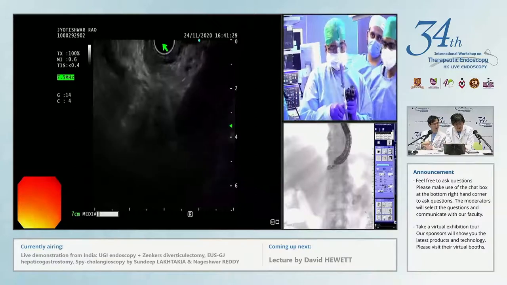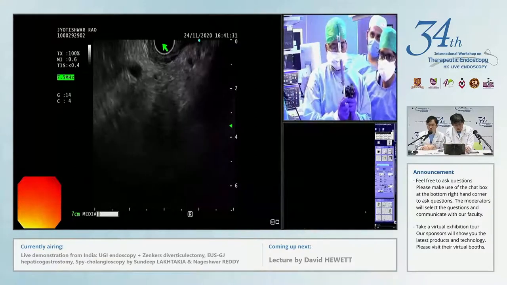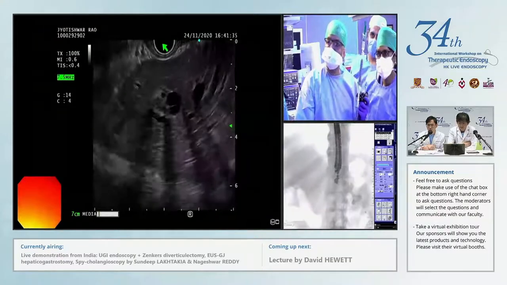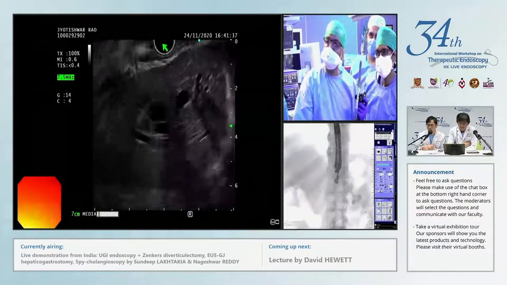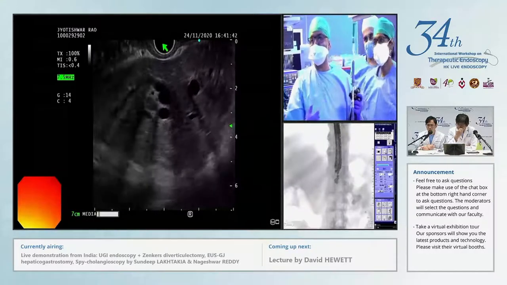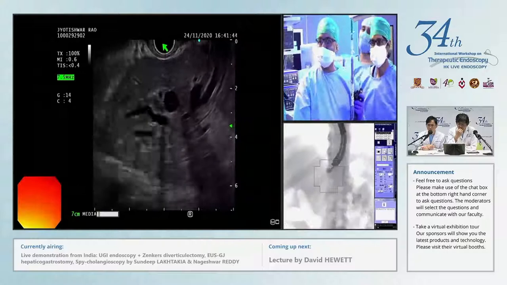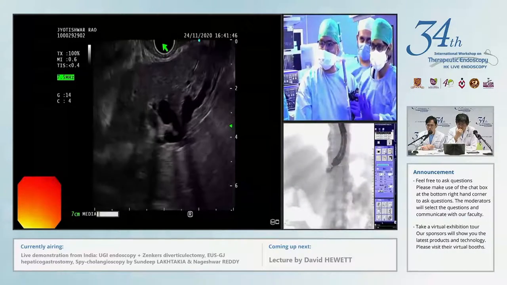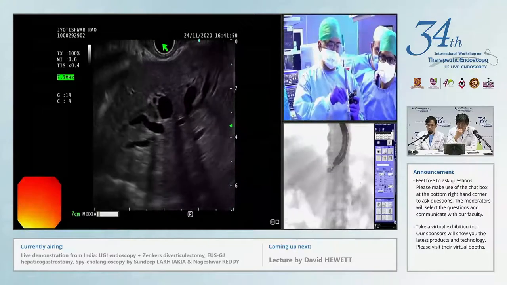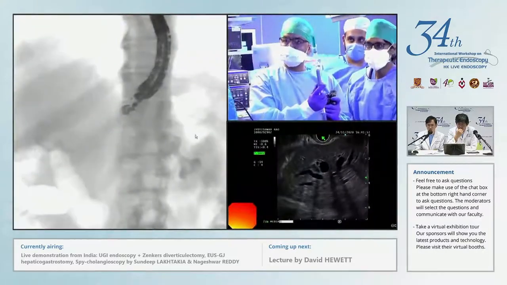This is the standard FNA needle. I lost my view, but I'll find it again. This is it. Once the needle comes in, the scope becomes a little stiff. Screen, please, fluoro. Now you can see the scope also pointing towards the liver hilum.